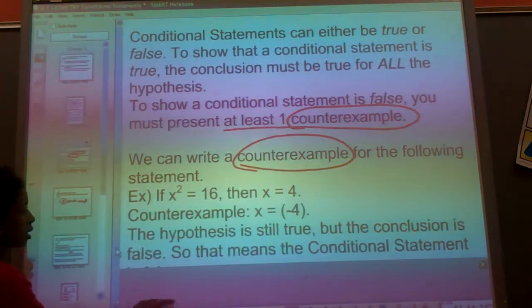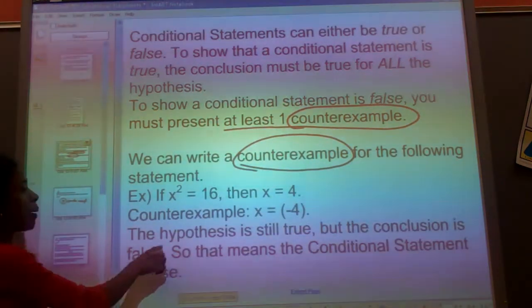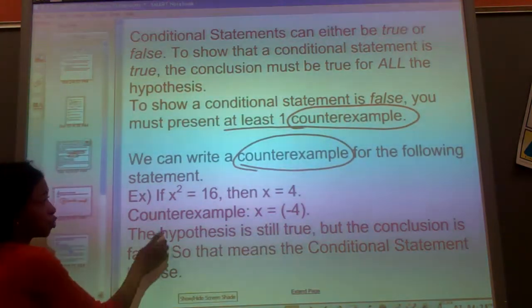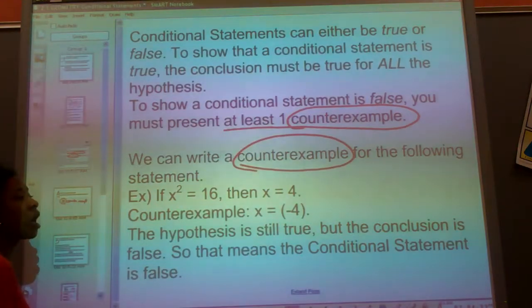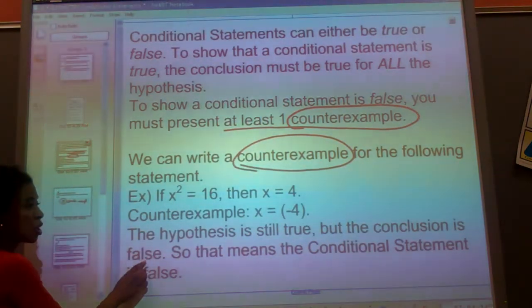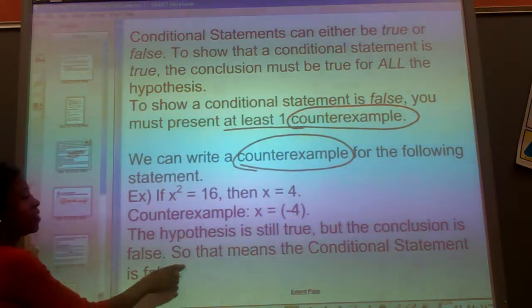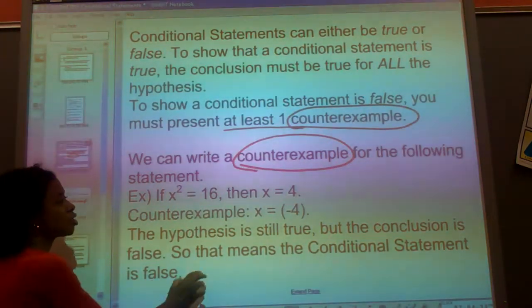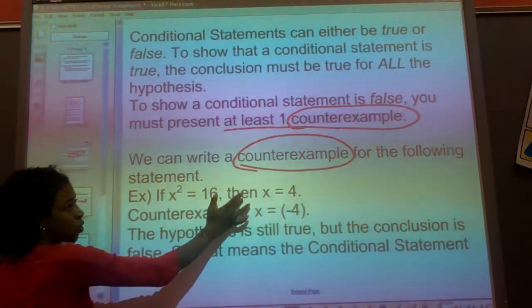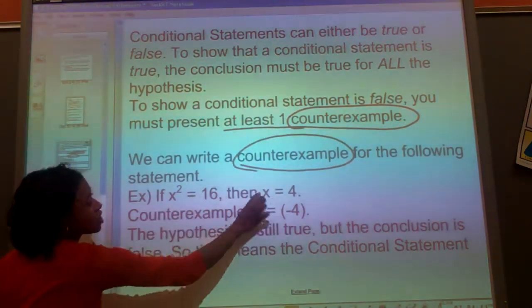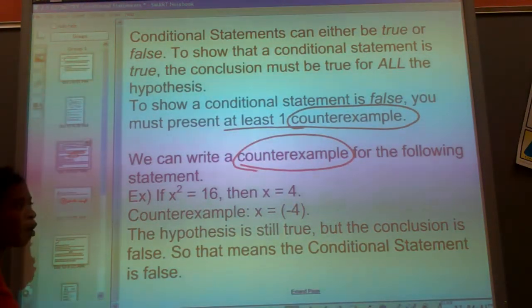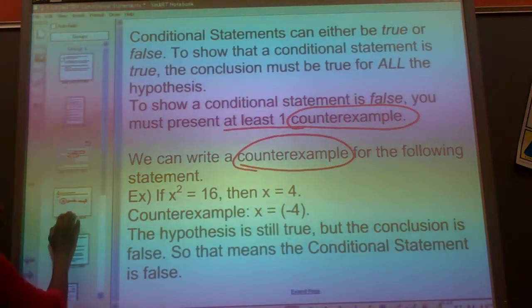Okay? Now, looking here, the hypothesis is still true. This first part, x squared does equal 16, but the conclusion is false. So that means that the conditional statement, the entire thing, is false because both do not agree. Although the first is true, the second is false, that means the entire statement will be false. Everything is going to be false.